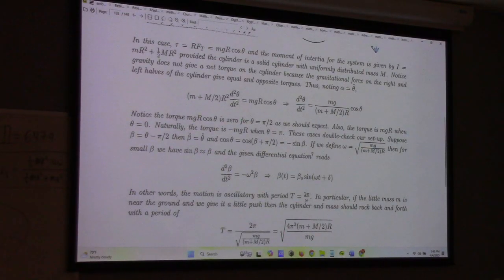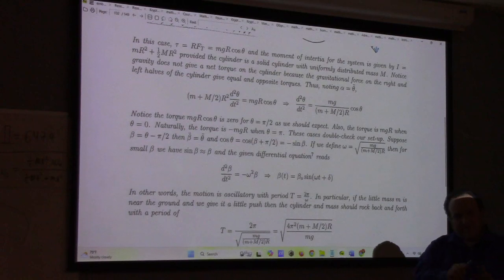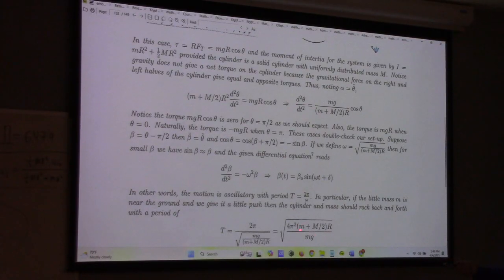So you could actually try this out, right? You could take a giant wheel and put a little mass and just give it a little nudge and let it wobble back and forth. And if you could measure the period carefully, it should follow this rule. That should be something like the period of a rocking motion for a system like this. All right.